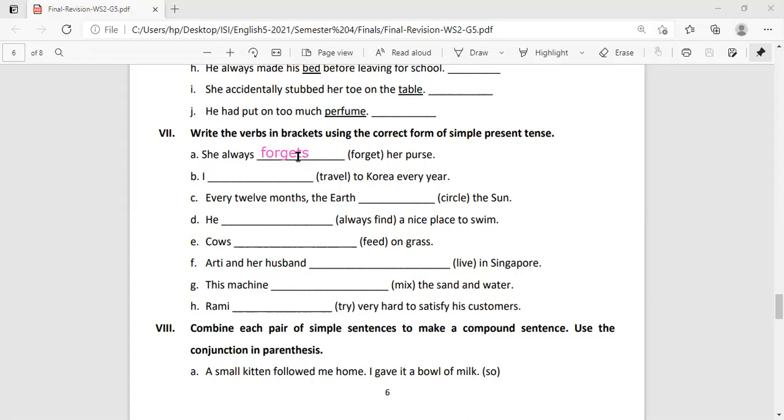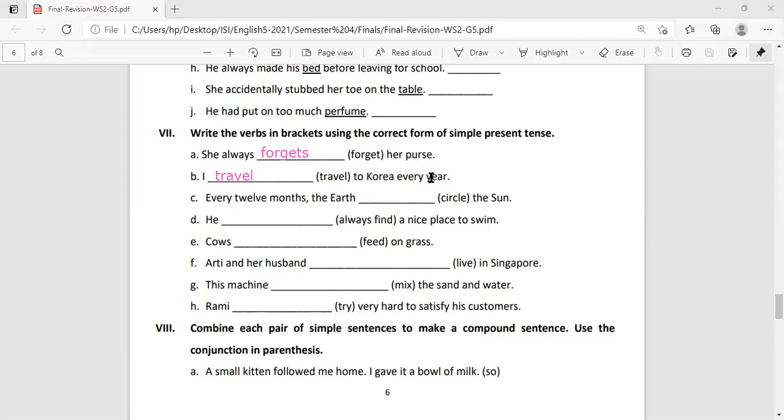Yalla, Lamar. I travel to Korea every year. It's the same thing, travel, because the subject pronoun I is treated as a plural subject. We treat it like the plural subject. Okay, but it's singular because it talks about me, myself.